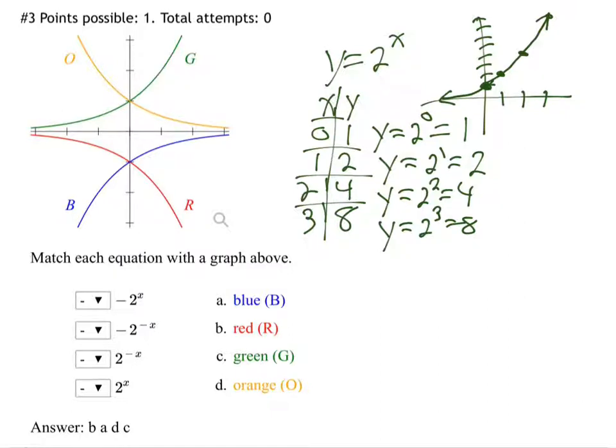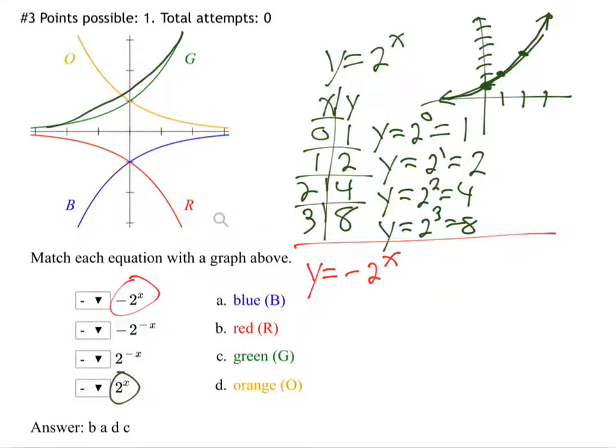Now, what's going to happen if we put in negatives and things like that? Okay, well, two things we've got to look at here. What does it mean if we put a negative in front, like that one does? First off, which one clearly looks like this green one right here? So that's 2 to the x, that's the green one right there.